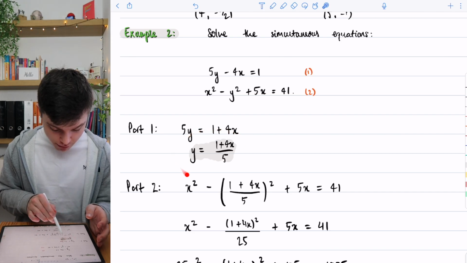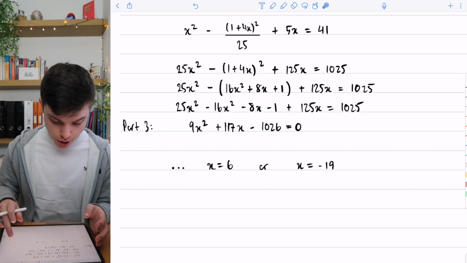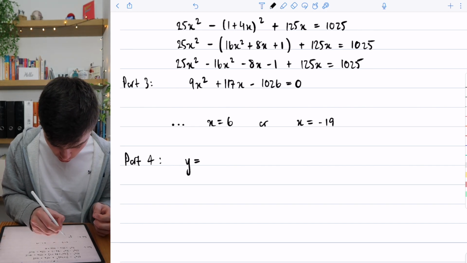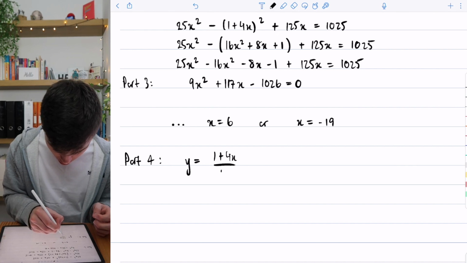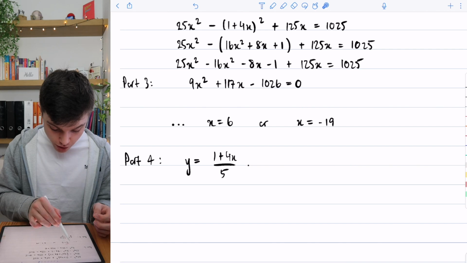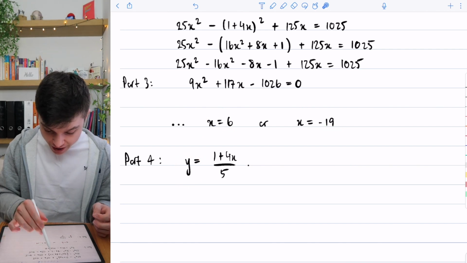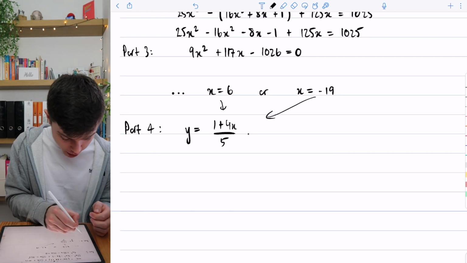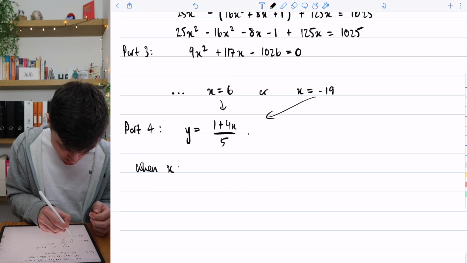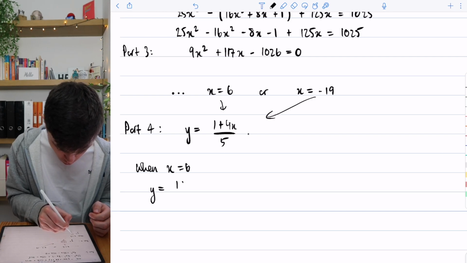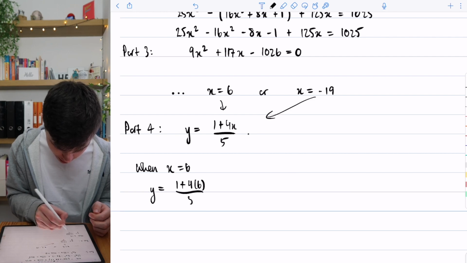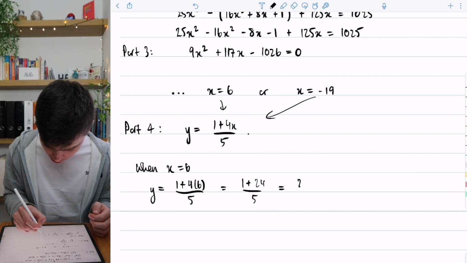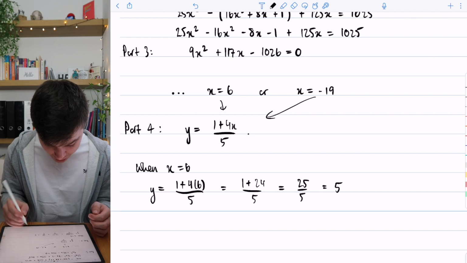This here was our rearranged linear equation. So y, and we'll write this as part 4, y is equal to 1 plus 4x over 5. We want to work out what y is, and we've got our two values for x, so we can just substitute our x's into there for part 4. So, when x is equal to 6, y is equal to 1 plus 4 times 6 over 5, which is 1 plus 24 over 5, which is 25 over 5, which is 5.